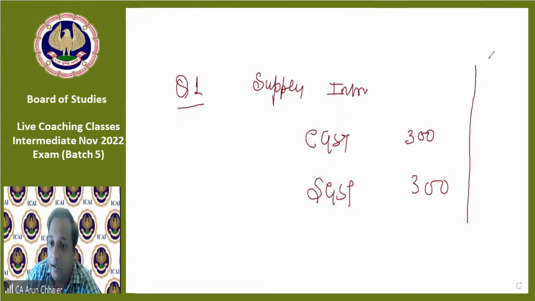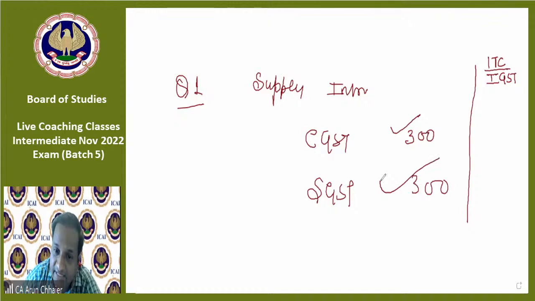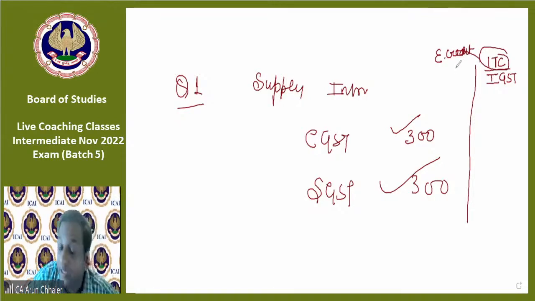If you have the ITC under IGST, let's say 1,000 rupees, can you use the IGST ITC toward the payment of the CGST and SGST? We have already discussed. It's a very simple question. I'm talking about the ITC lying in the electronic credit ledger. First confirm, can we use the IGST ITC for making the payment of the CGST and SGST tax liability?